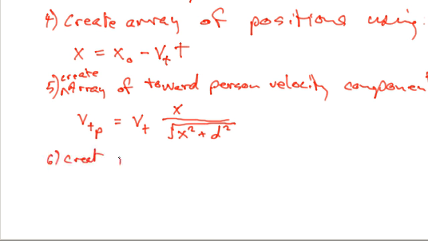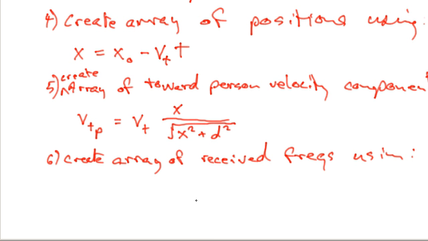Create an array of received frequencies using f prime equals, I think it's v divided by v minus vtp times f, and f itself is one of the givens.